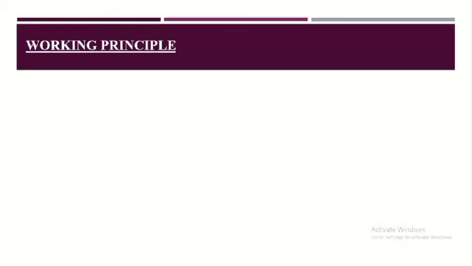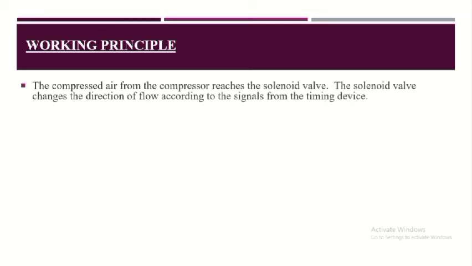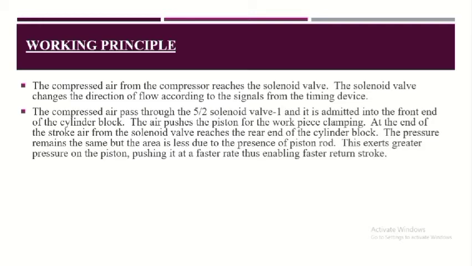Working principle of automated pneumatic vise. The compressed air from the compressor reaches the solenoid valve. The solenoid valve changes the direction of the flow according to the signal from the timing device. The compressed air passes through the 5x2 solenoid valve. 5x2 means 5 ports and 2 position solenoid valve, and it is admitted into the front end of the cylinder block. The air pushes the piston for the workpiece clamping. At the end of the stroke, air from the solenoid valve reaches the rear end of the cylinder block. The pressure remains the same, but the area is less due to the presence of the piston rod. This exerts a greater pressure on the piston, pushing it at a faster rate, thus enabling a faster return stroke.